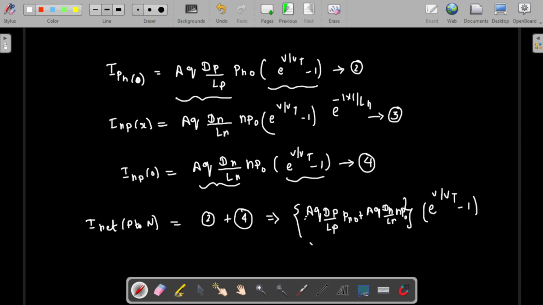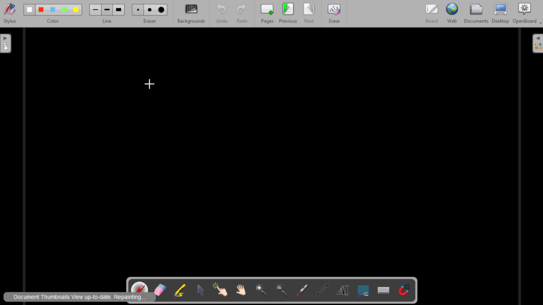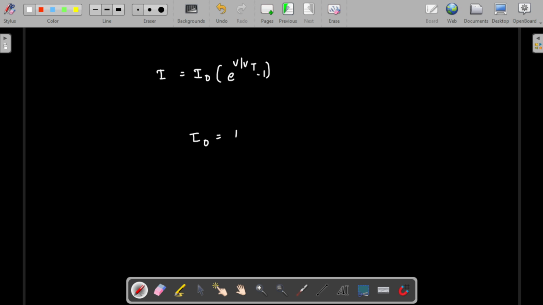Okay, so this is common. This term we can represent as I naught. So we can represent the current equation I net as equal to I naught, e power V by Vt minus 1. So this is our last equation, where I naught, the constant, will be equal to AQ Dp by Lp, Pn naught plus AQ Dn by Ln, np naught. These subscripts are very important.